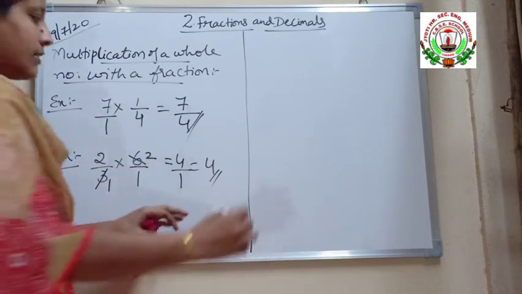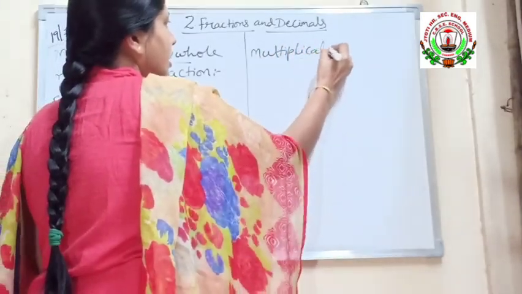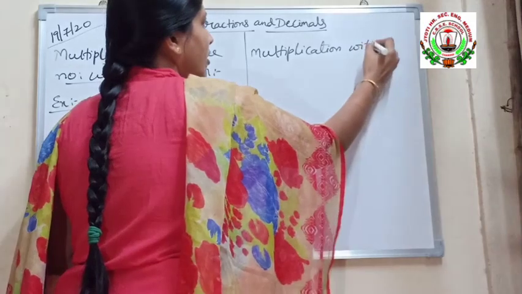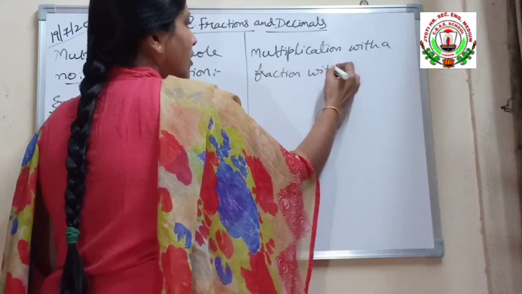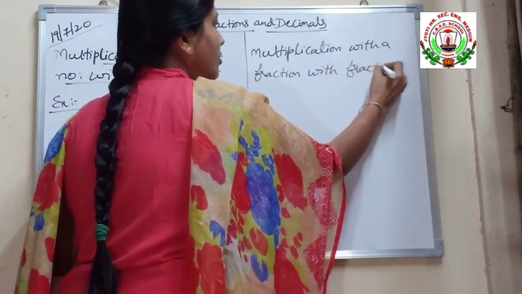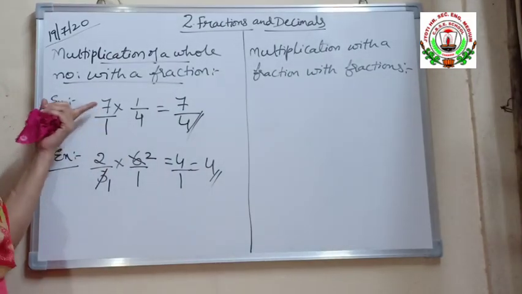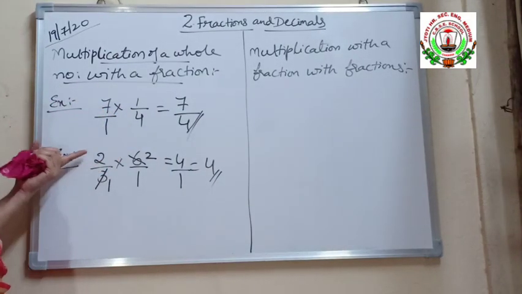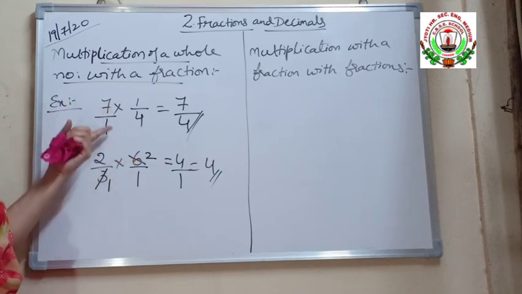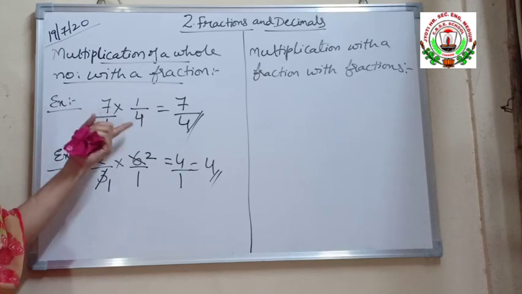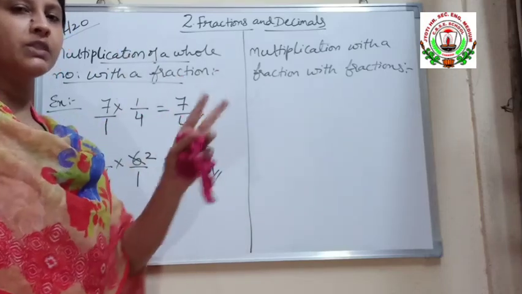Now next one is multiplication of a fraction with a fraction. Means both the numbers will be fractions only. Here one number is given as a whole number and the other number is given as a fraction. The given whole number we have converted into a fraction and we have multiplied it. But here, multiplication of a fraction with a fraction means both the numbers will be fractions.